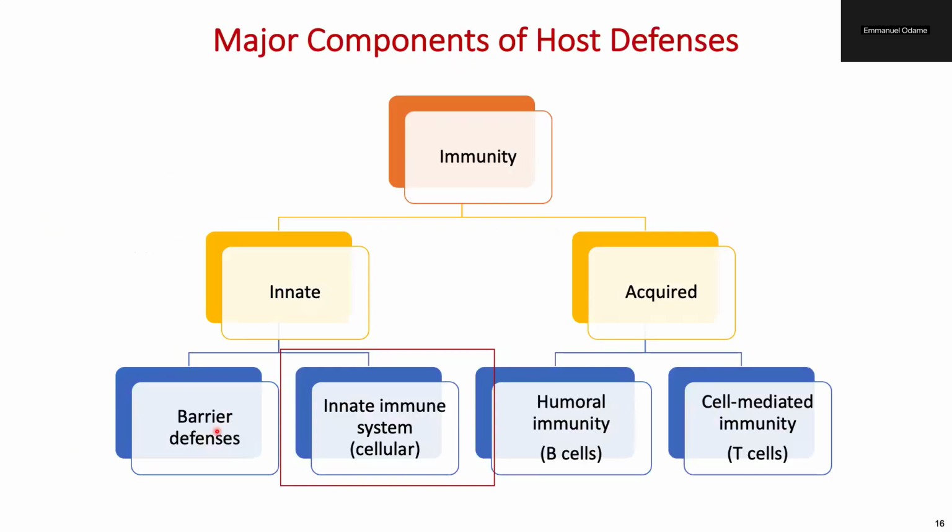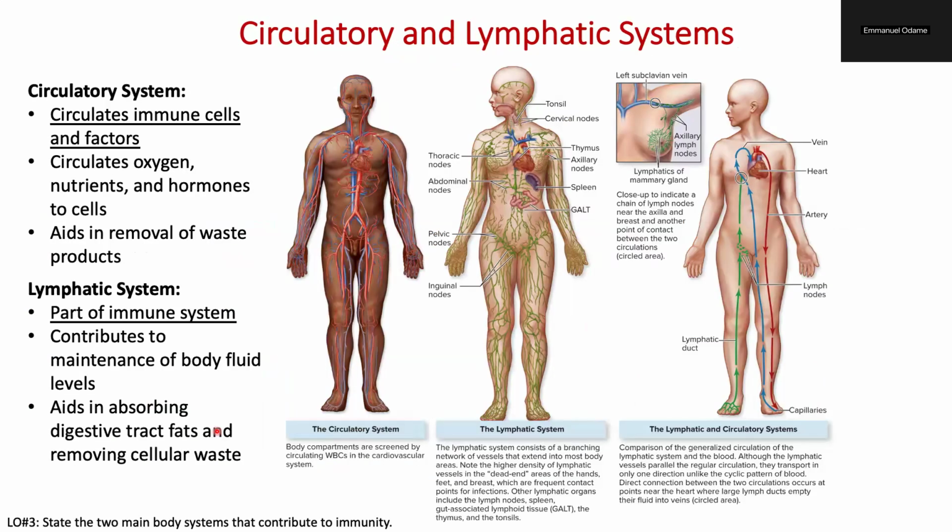So now let's move on. Now that we are done with physical barriers, let's move to the innate immune system. Under the innate immune system, we first have to talk about the circulatory and the lymphatic systems.